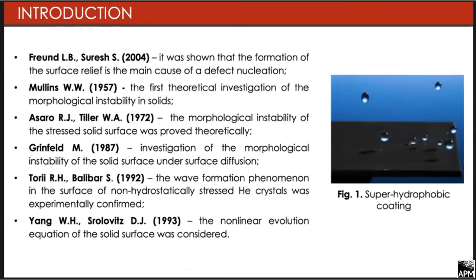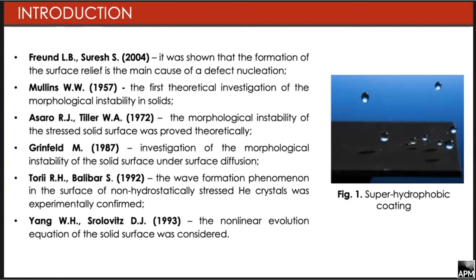In a study, it was shown that one of the main processes leading to defect formation is the mechanism of morphological instability. The surface roughness and misfit stress lead to stress concentration and cracking. The first theoretical investigation of the morphological instability in solids dates back to the work of Mullins. He described the development of surface grooves at the grain boundaries of a heterogeneous crystal.